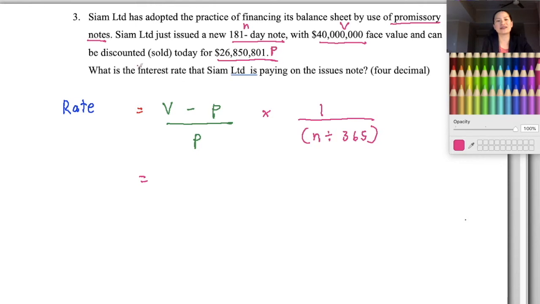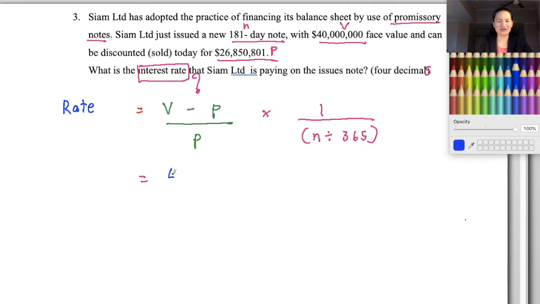Okay, what is the interest rate? This one that you need to find is playing on each note, 4 decimals. When you do it in exam, you read at least twice. Because I do it very often, this one I show you I read once, but you have to read at least twice. What is V?